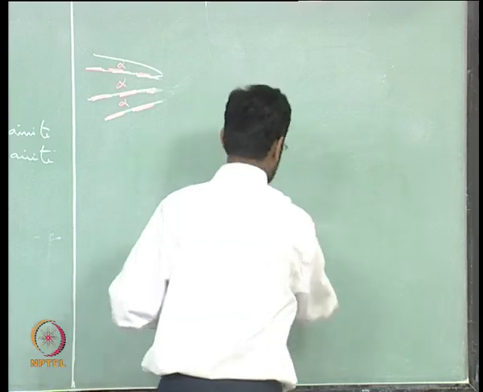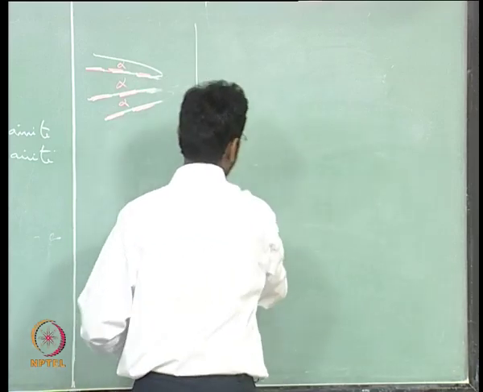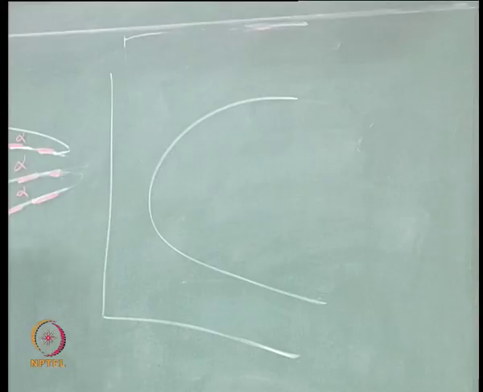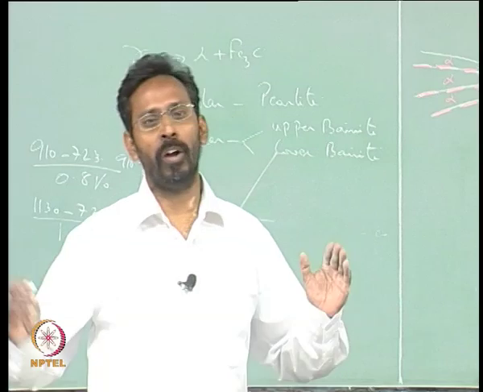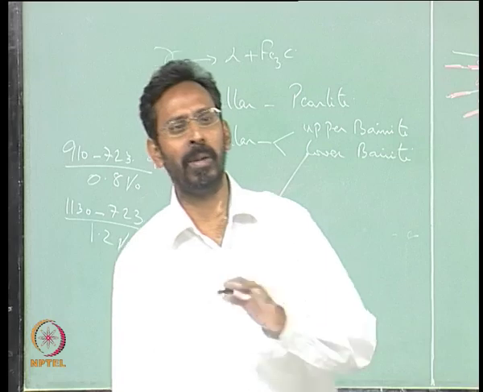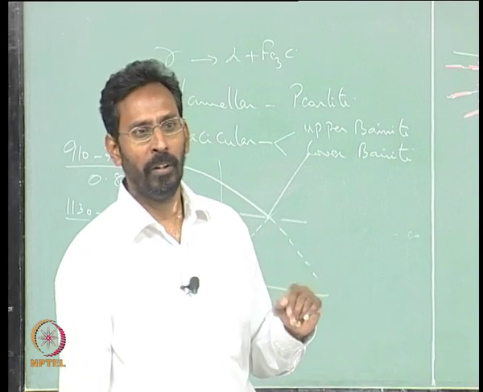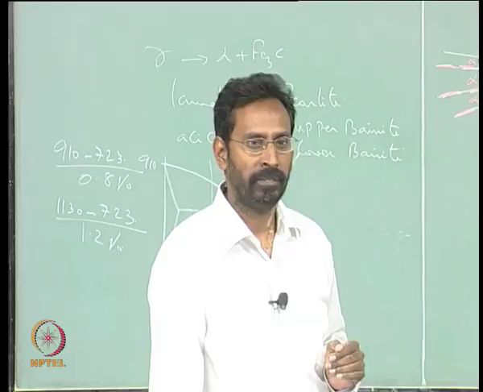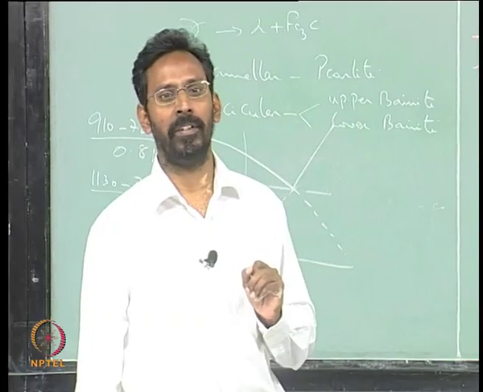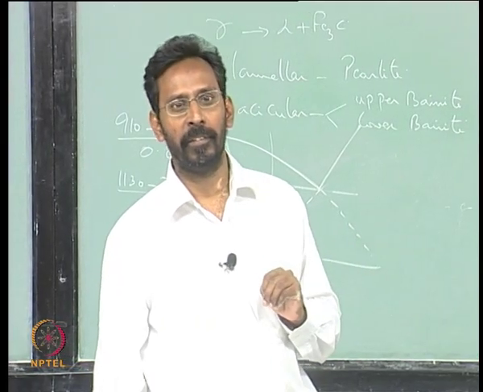in principle, if this is the TTT diagram for a 0.8% carbon steel, I am only drawing the start of transformation. If I take, let us say, 0.4% carbon and 1.2% carbon, so I decreased by 0.4 and I increased by 0.4, look at the TTT diagram. How will the start of transformation curve look like?